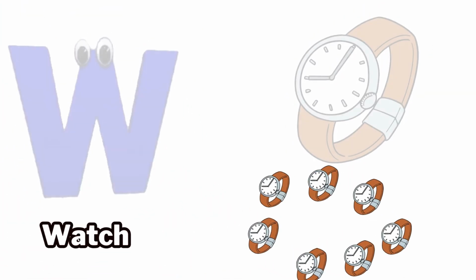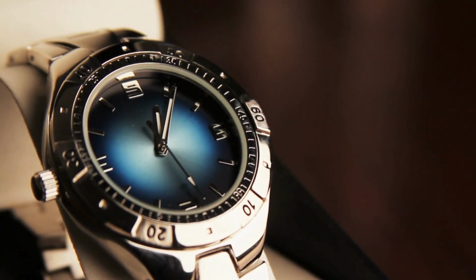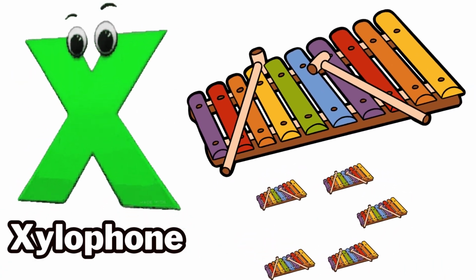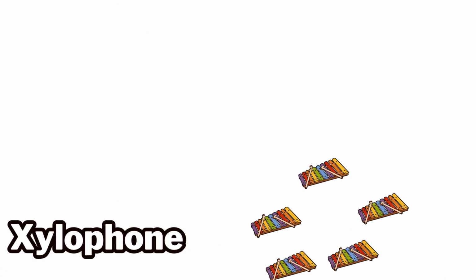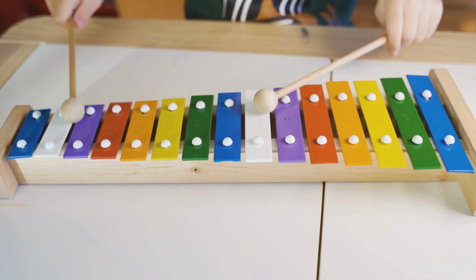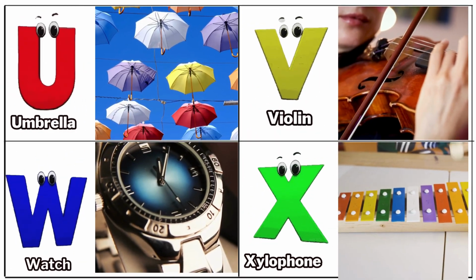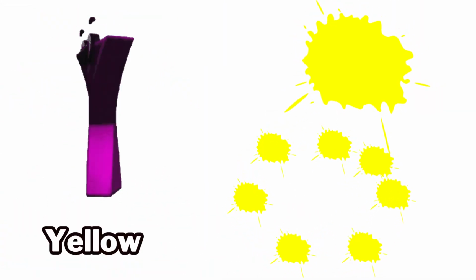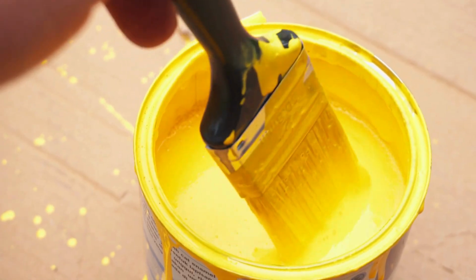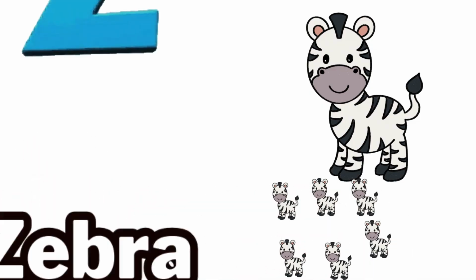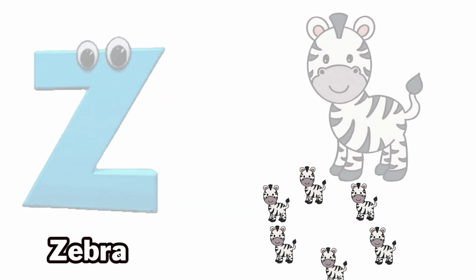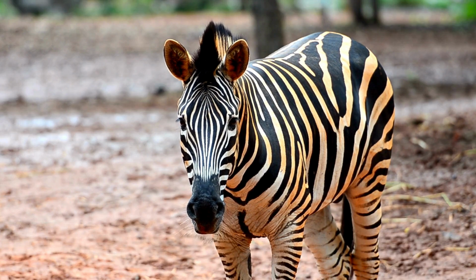W is for watch, watch. X is for xylophone, xylophone. Y is for yellow, yellow. Z is for zebra, zebra.